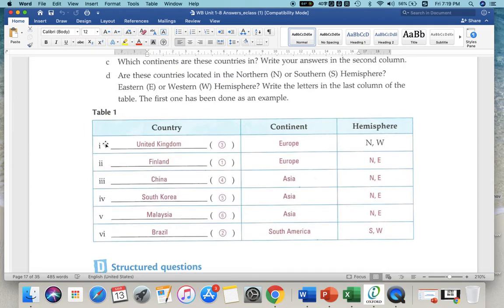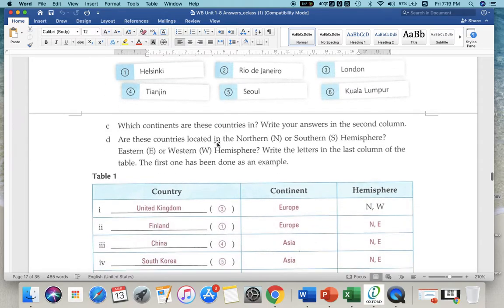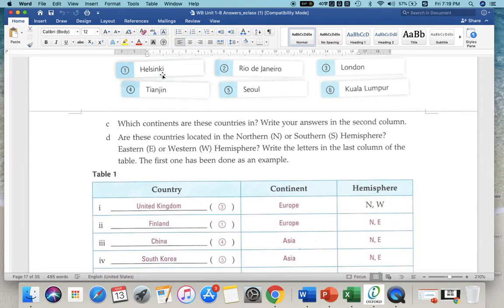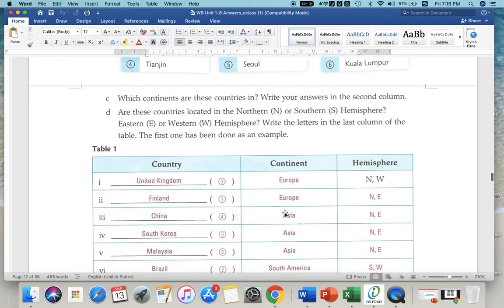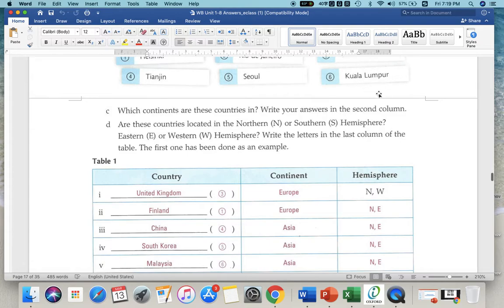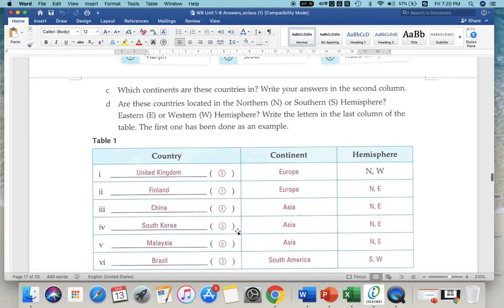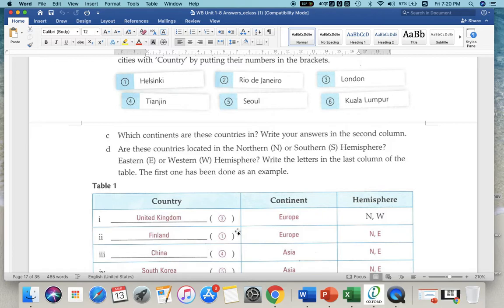Alright, so let's go back to the country. So Helsinki is in Finland. Okay, so here you can see 1, United Kingdom, of course the capital is London. And then number 4, China, the city here, Tianjin, is in China. And Seoul in Korea, number 5. Number 6, Malaysia, Kuala Lumpur. And Brazil, for number 2, Rio de Janeiro.